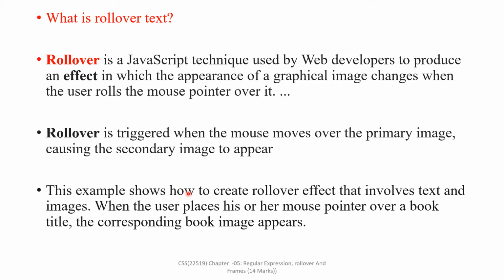This example shows how to create a rollover effect that involves text and images. When the user places his or her mouse pointer over a book title, the corresponding book image will appear. Means in the next slide we will see one program. It involves the text as well as the image also. So when we move our pointer to the book name, then it will display the corresponding book image. We will see it.